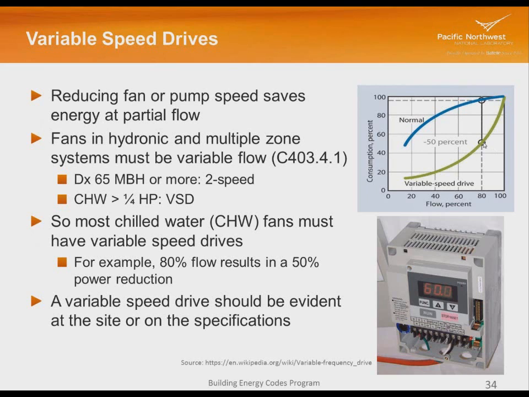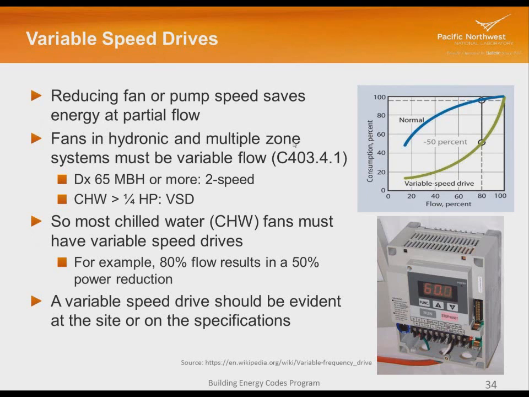If I put a variable speed drive on that fan with some sort of sensing device, a pressure sensor, or a more sophisticated control system that looks at all my valves or dampers, and I reduce the speed of the fan relative to the flow that I need, I can see now at 80% flow, I'm using only 50% energy. So there's a significant savings and reduction for variable speed drives.